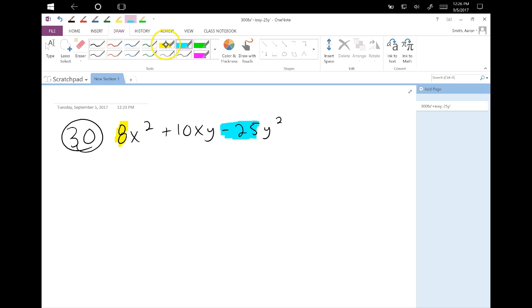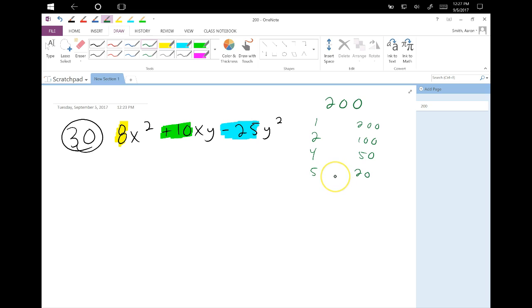Remember, the way that we do TPTS, target product target sum, is we multiply those two highlighted numbers, the first and the last number. 8 times negative 25 is negative 200. Okay? And I'm going to list out some factors and see what I can get that multiplies to negative 200 but adds to positive 10. 1 and 200 won't do it. 2 and 100 won't do it. 4 and 50 won't. 8 and 25 won't. I skipped 5 and 20 when we do that. 5 and 20 won't.